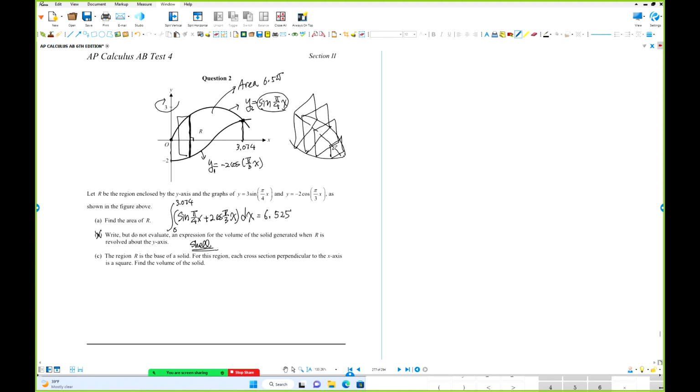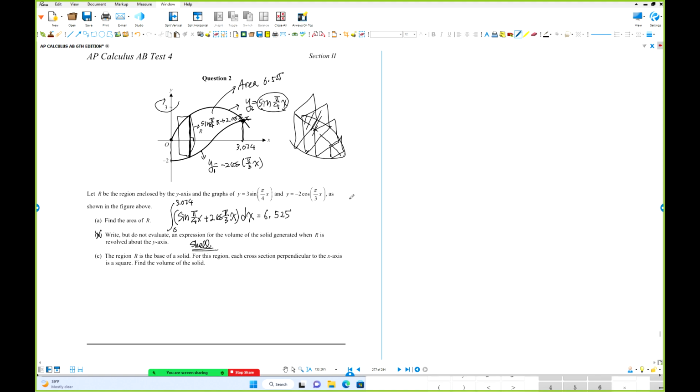That is the house, or building. How much is the base? Y2 minus y1. How much is this length? Sine pi over 4 x minus the bottom, minus minus is plus, 2 cosine pi over 3x. Are you okay with this? But this is the area of this square, right?